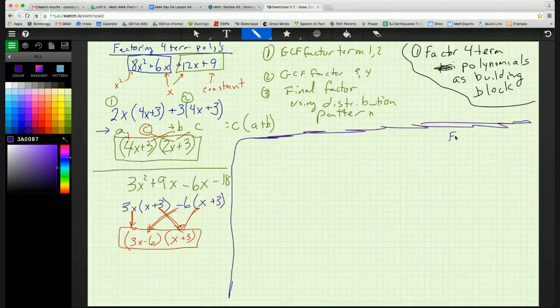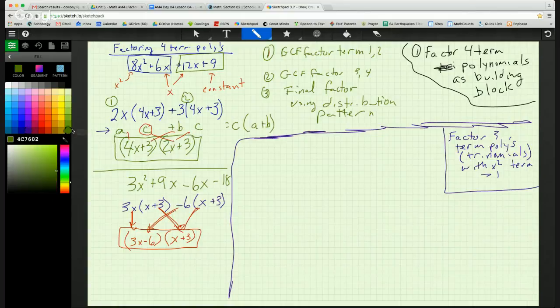Now we're going to work on factoring 3-term polys, which are called trinomials, with x squared term greater than 1. Now I'm going to show you a procedure, and the procedure has 4 steps. So let's go through these steps.